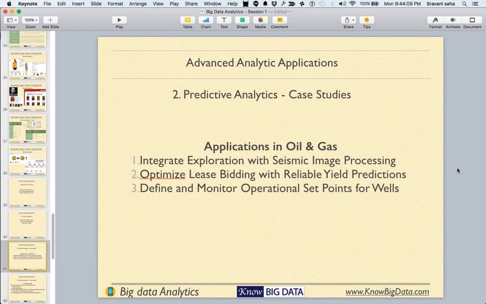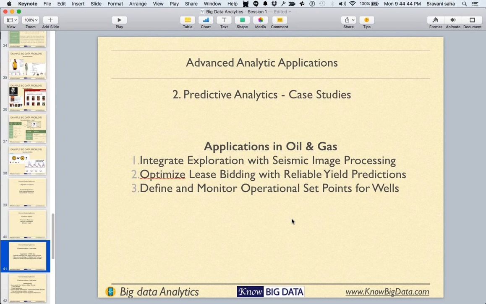So there are a few case studies, such as in oil and gas. They were able to integrate exploration with seismic image processing. Seismic as in the earth, inside the earth, whatever data we gather, building a relationship between the vibrations of the earth along with the oil exploration. Meaning, maybe basically predicting where to explore the oil.